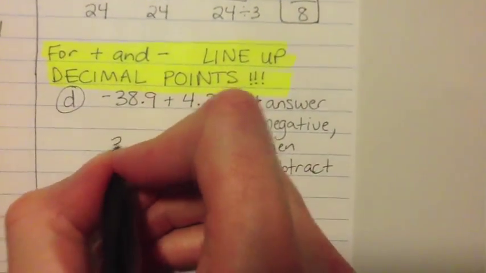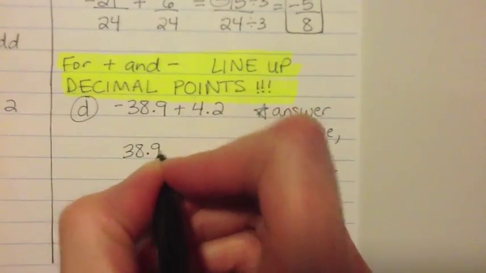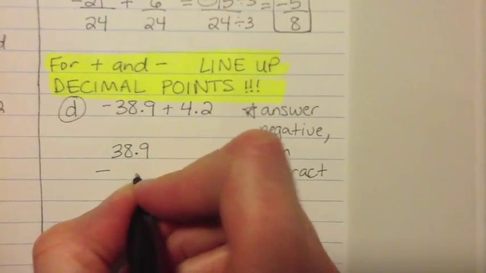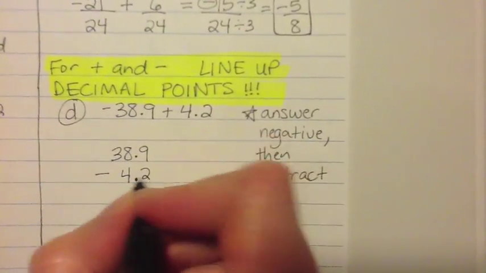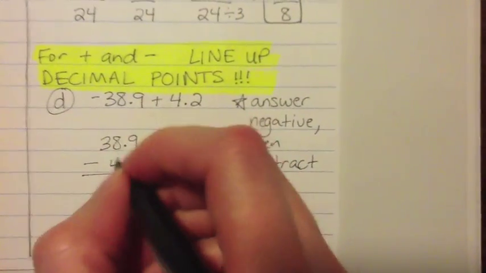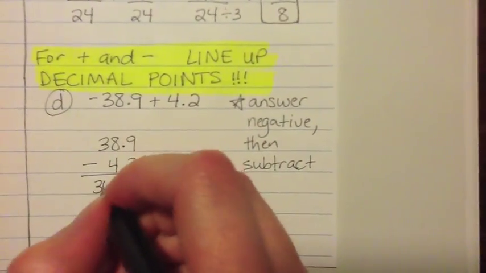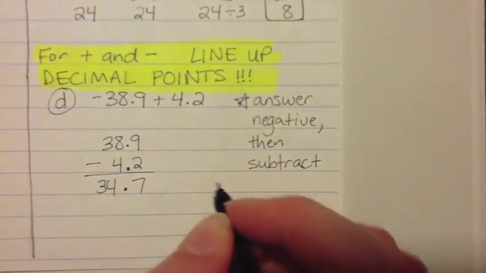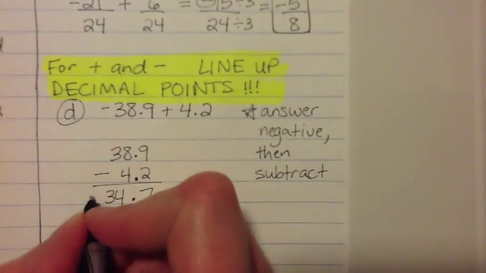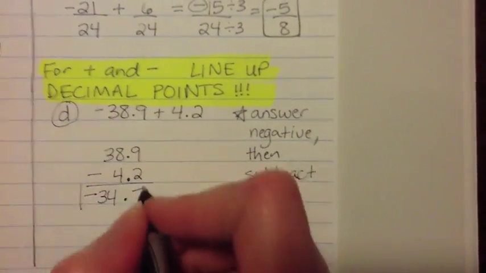I'm going to line up my decimal points. So right here is where my decimal point needs to be. I'm going to have 4.2. 9 minus 2 is 7. 38 minus 4 is 34. And bring my decimal point right down. And then my final answer we decided was negative. So I'm going to put my negative right there.